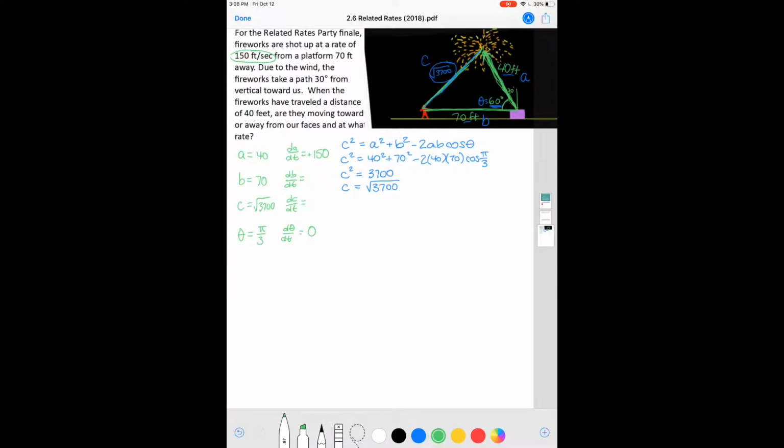Is there anything else that's not changing? I think B is not changing, right? We're not running toward the platform or running away from it. So dB dt would also be 0. And is dC dt what they're wanting from us? The rate of change from our faces. Yeah, the rate of side C.